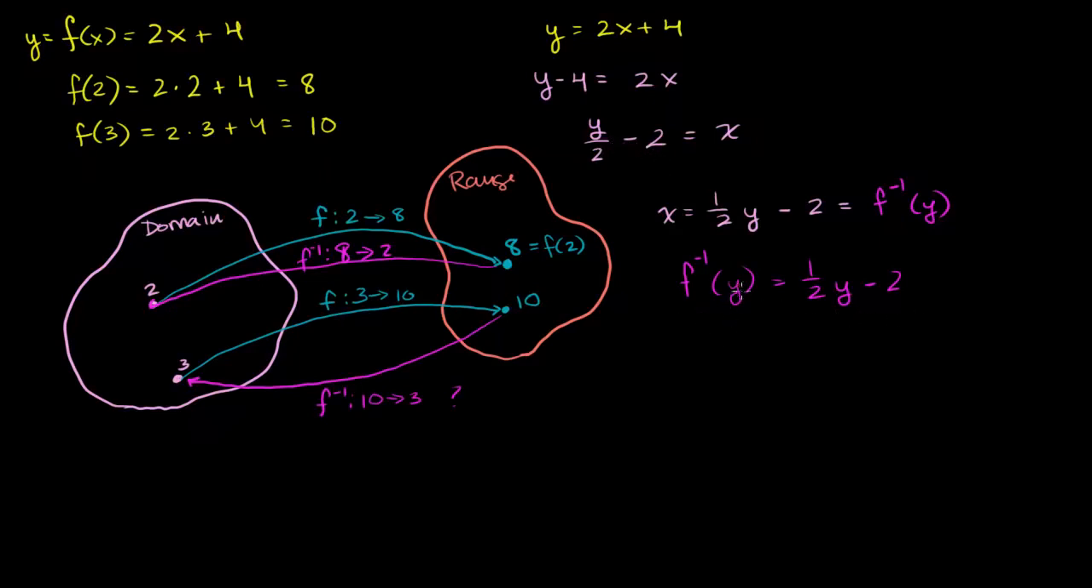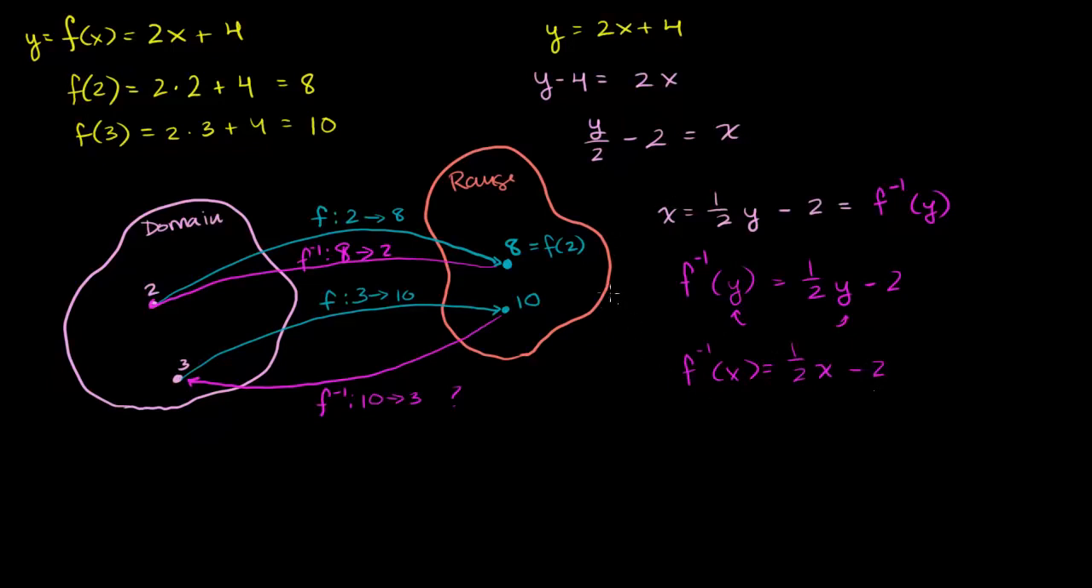And then you could replace the y with an x, whatever you want to do. So we can just rename the y as x. So if you put an x into this function, you would get f inverse of x is equal to 1/2 x minus 2. So all you do is solve for x, and then you swap the y and the x if you want to view it that way. That's the easiest way to think about it.